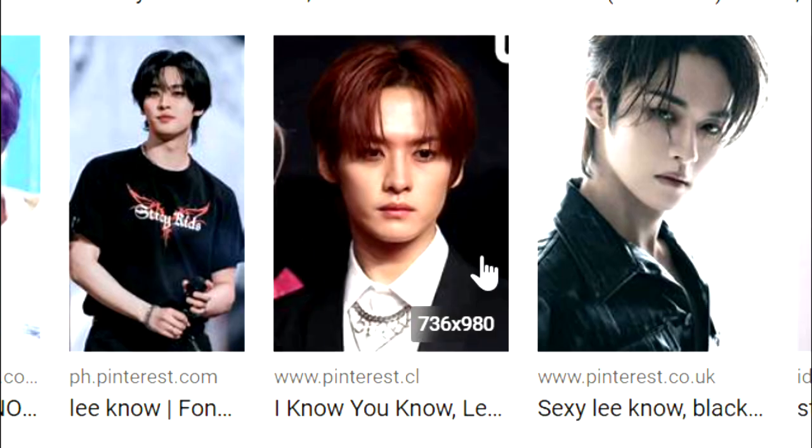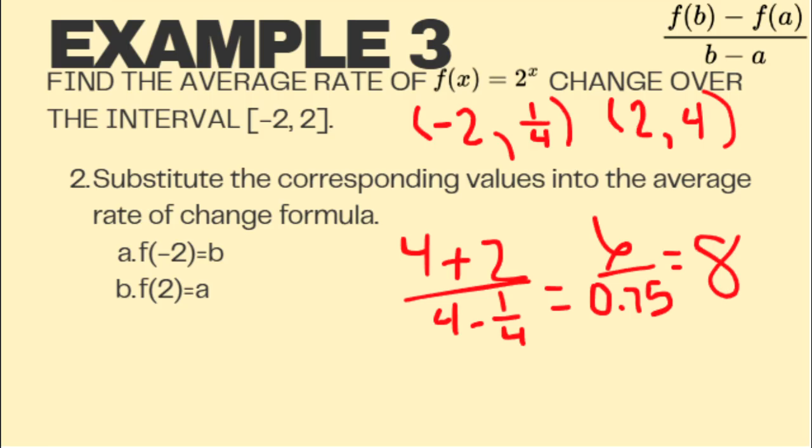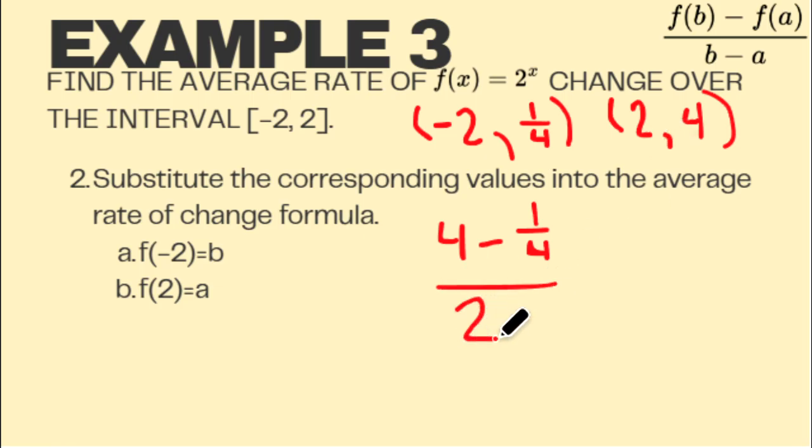I made Lino angry. I'm going to go figure out what I did wrong. Okay, I see what I did wrong. I simply put the numbers in the wrong spot. Let's try this again. So f of b is 4 minus f of a is 1/4. I just put the numbers in the wrong place.